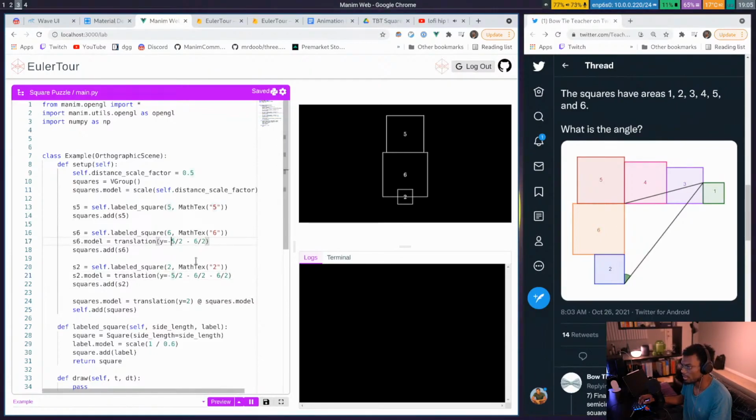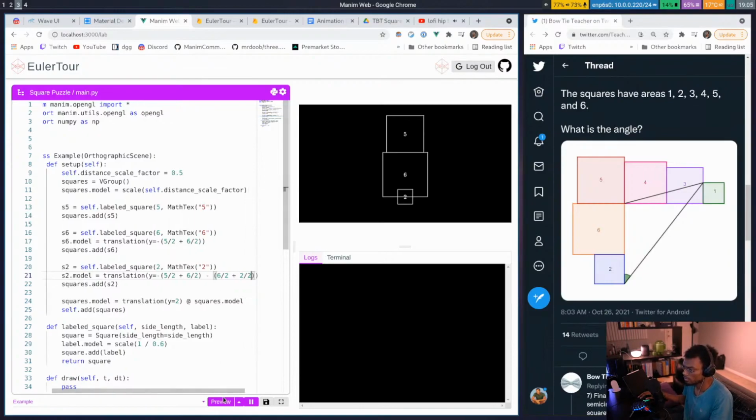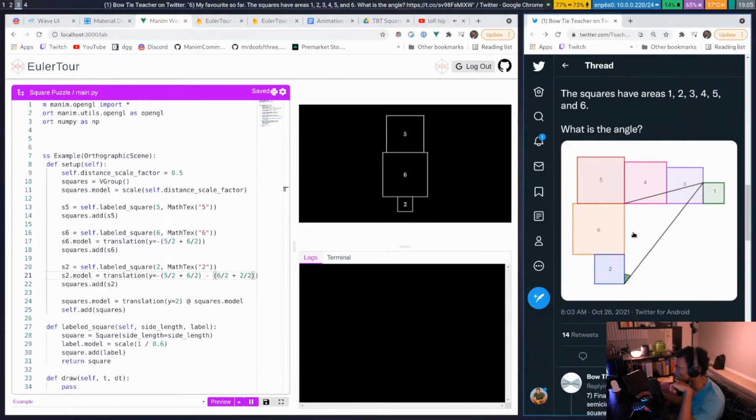How can I organize this? So like this, then same thing here. Plus 6 over 2. Then minus, and there's going to be 6 over 2 plus 2 over 2. Great. So I guess this isn't to scale, but it makes sense that this isn't to scale, because this 2 obviously isn't a third of this 6.